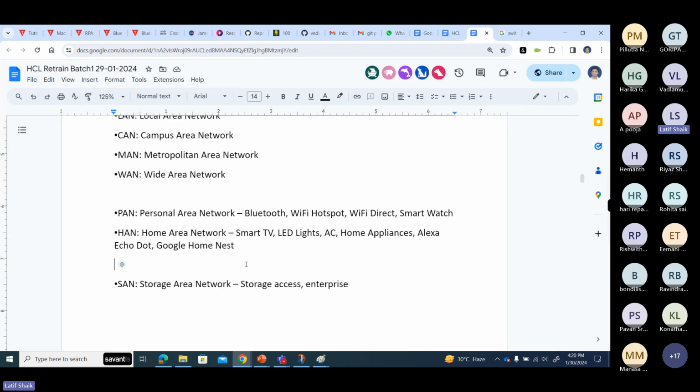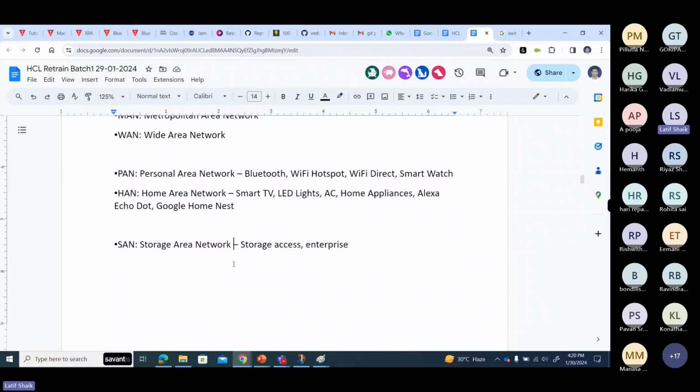Of course, people are putting BAN like that. I don't know. Again, SAN is also storage area network. It does not come under any kind of area network also. But people are asking, so what about SAN?